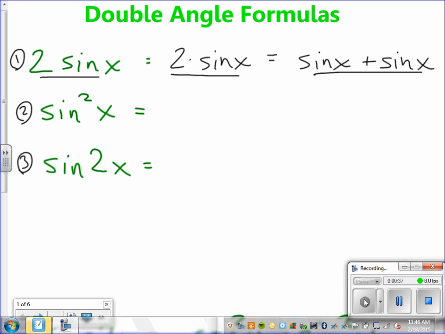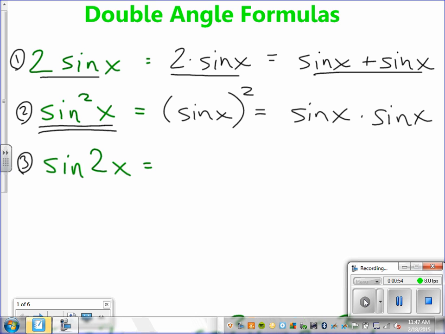Sine squared x, we've talked about this before. That's taking sine x and multiplying it by itself, which again is the same as sine of x times sine of x. That's the only 3 ways we would write that, but we typically just stick to this form in those instances. This last one, this third option, is the focus for this topic, and that is a double angle. Okay?